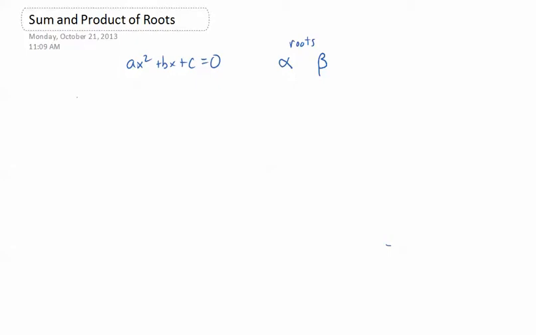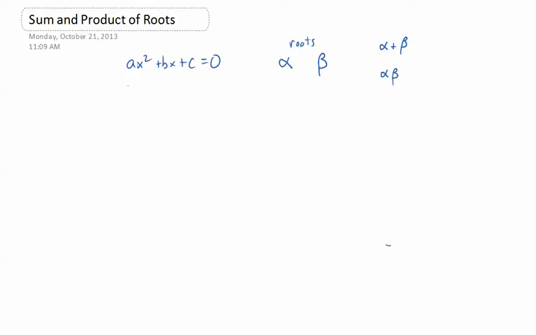So what we're going to do is look at two situations. We're going to look at what we get when we do alpha plus beta, and then we're going to look at the product. What do we get when we do alpha times beta? And you may say, but there's an infinite number of quadratics. How am I going to do all of those? Well, we're not going to do all of those.